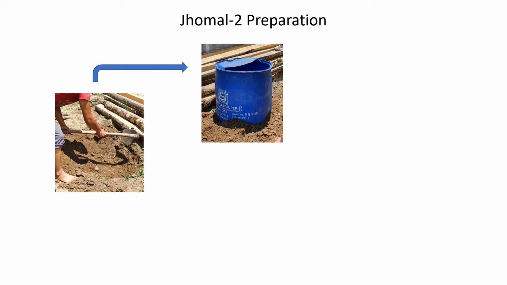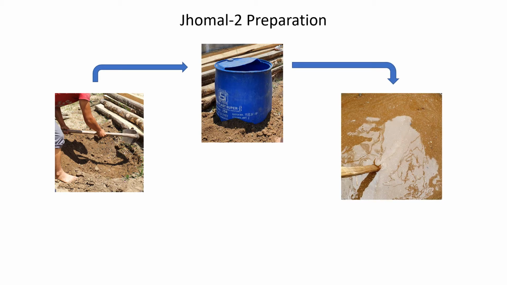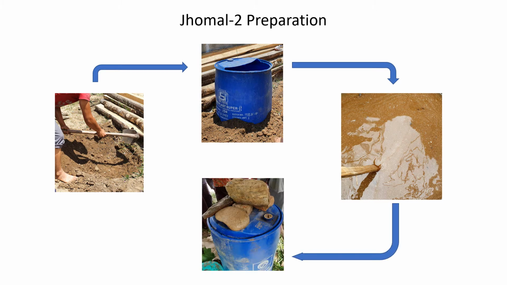Dig about a 10 to 15 centimeter hole and place the plastic drum in it firmly. Add all the ingredients in measured ratios. Stir the ingredients well and cover the drum airtight.